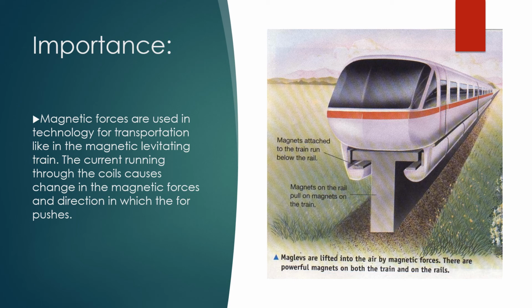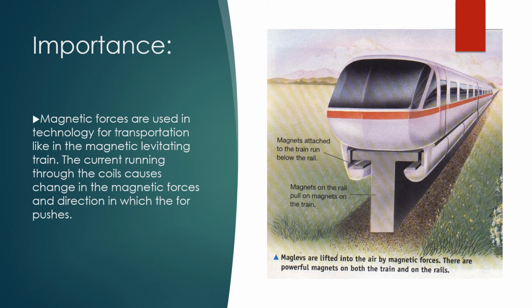Magnetic forces are used in technology for transportation, as mentioned in a previous slide. Like in a magnetic levitating train, the current running through the coils causes a change in magnetic force in the direction in which those forces push. The maglev train is a means of transportation used by people every day that probably never consider the physical aspects behind the operation of the ride. The cart is levitated in the air and steers on its own due to the force generated by the magnetic field and current.